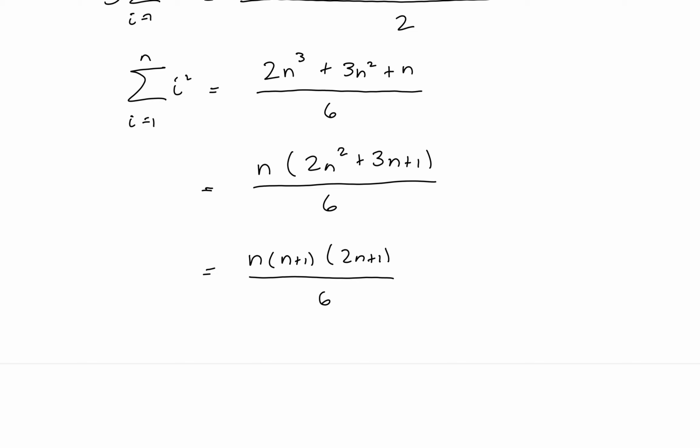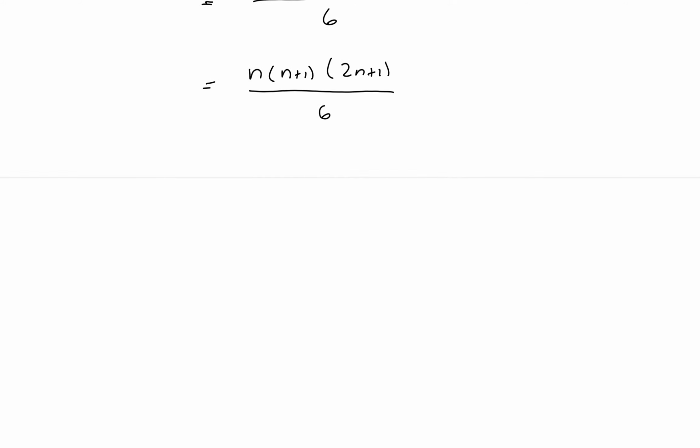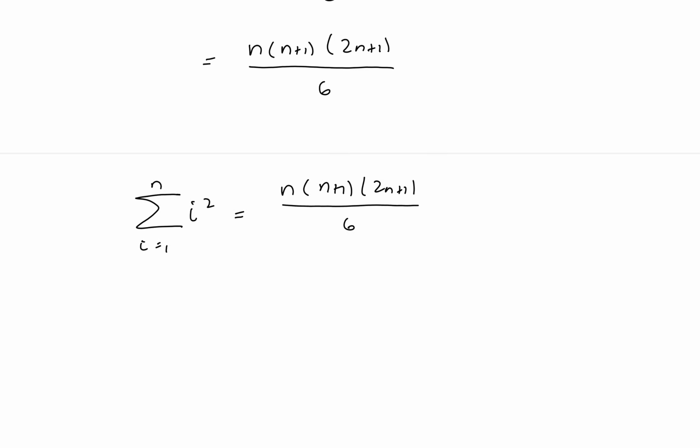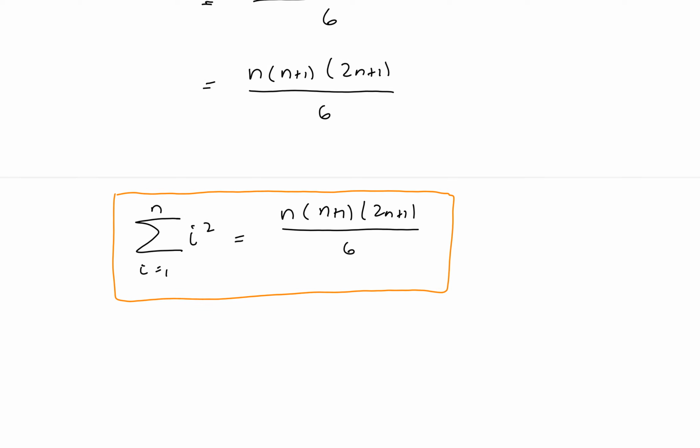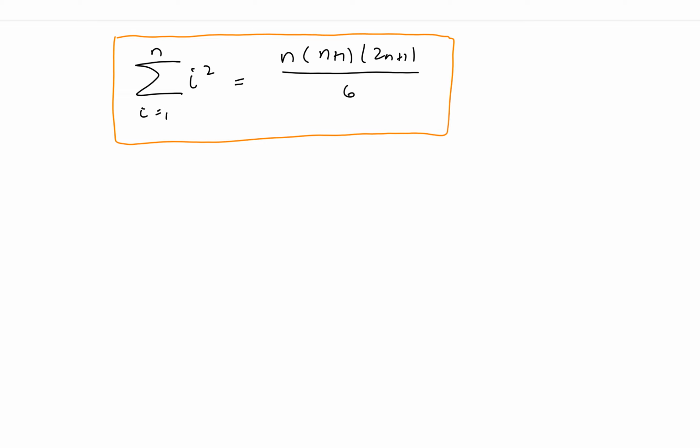So if you didn't see that last factorization, of course it's a quadratic, so you could use the quadratic equation to factor that. So the point is we have this last formula now. And that was the last one we needed to calculate in order to put our right Riemann sum into a nice form. So let's go back to that.